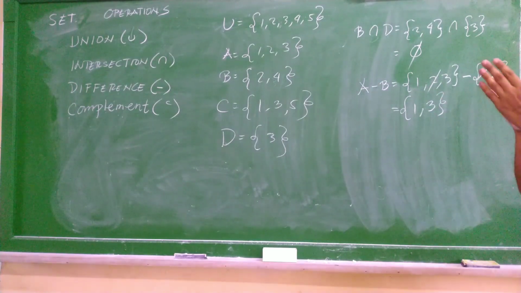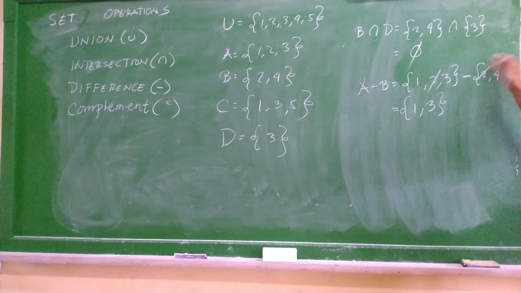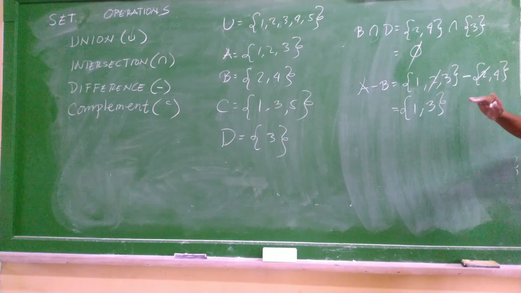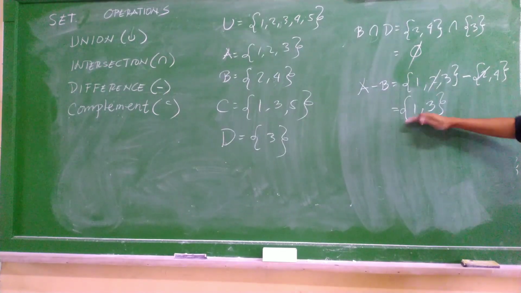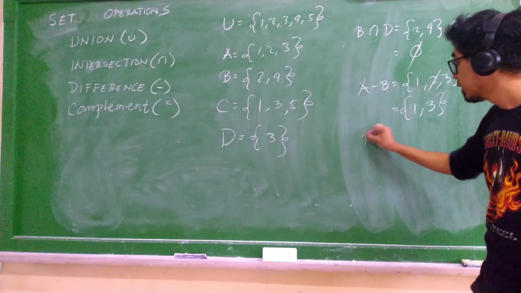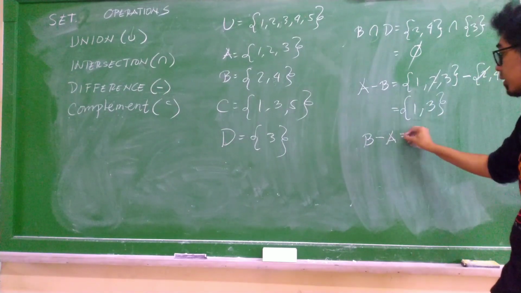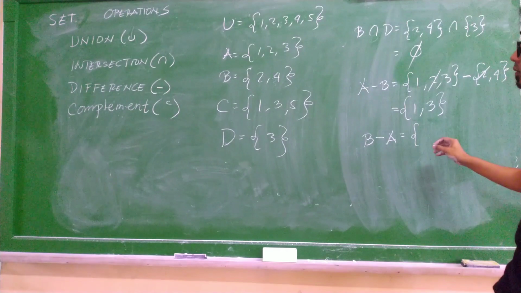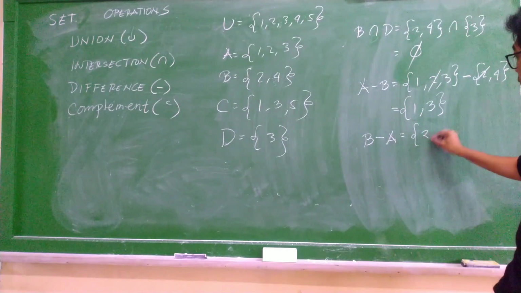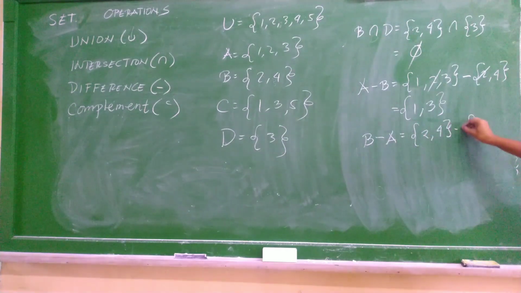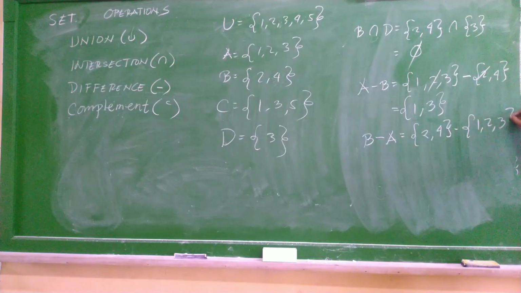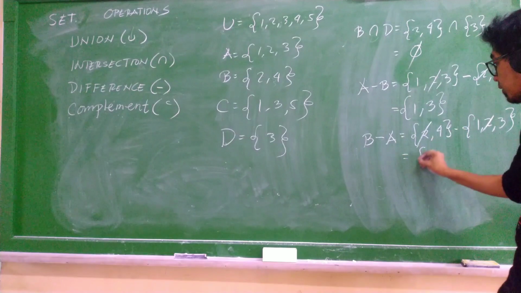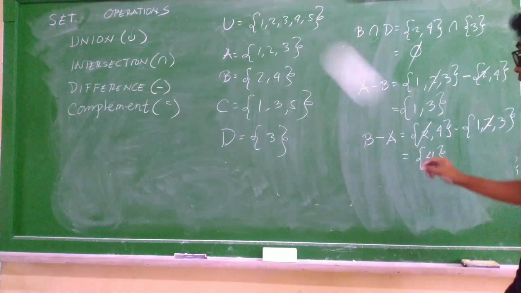Again, what is left of the first set? Never mind what is left of the second set. Our answer for A minus B will only be based on what is left of the first set. So A minus B is different from B minus A. So B minus A: I have {2, 4} minus {1, 2, 3}. 2 is common. What is left? 4. So our answer is {4}.